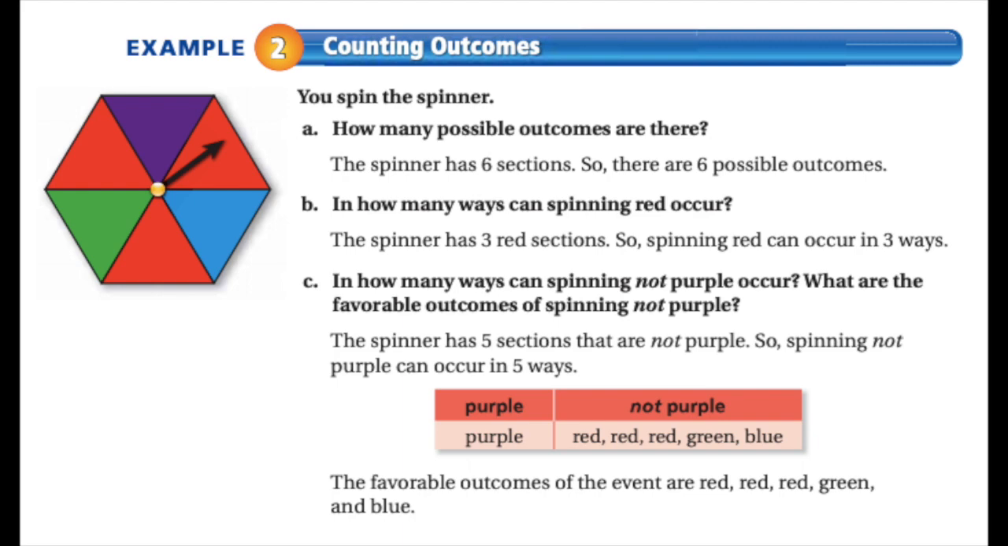Letter C, in how many ways can spinning not purple occur? What are the favorable outcomes of spinning not purple? So the spinner has 5 sections that are not purple. So spinning not purple can occur in 5 ways. Specifically, the not purple would be a red, a red, a red, a green, or a blue. So the favorable outcome of the event is red, red, red, green, and blue. Go ahead and try the on your own number 2.